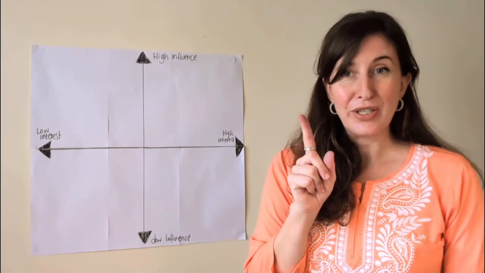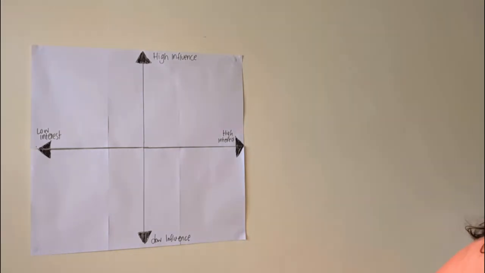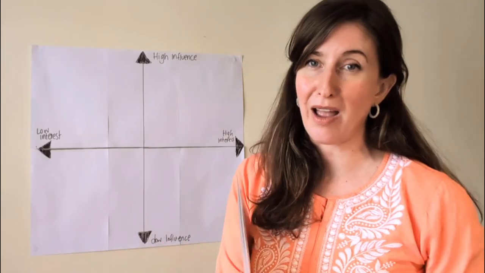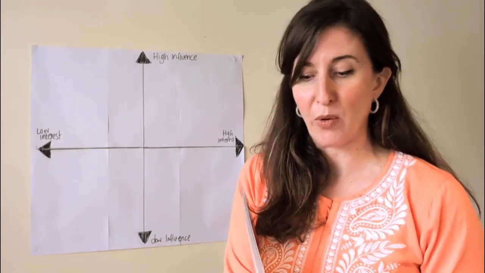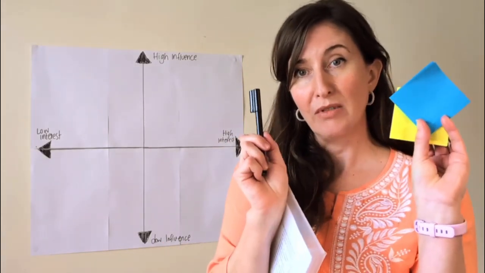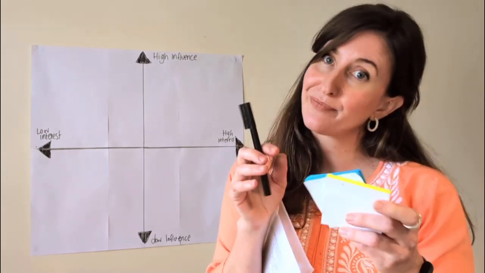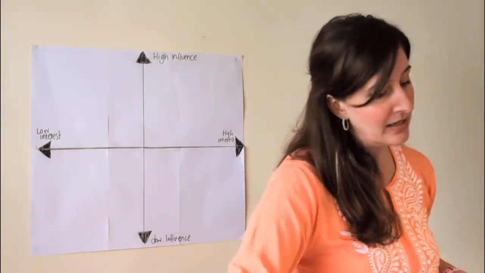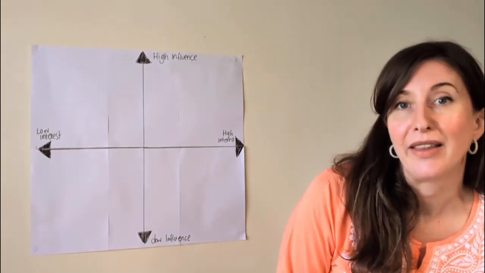You need a list of your stakeholders. You can prepare this as part of your stakeholder mapping. I just prepared one earlier. Post-its, markers, and that's it. That's all you actually need. This is best done in a workshop format, and I'm going to get to that a bit more.